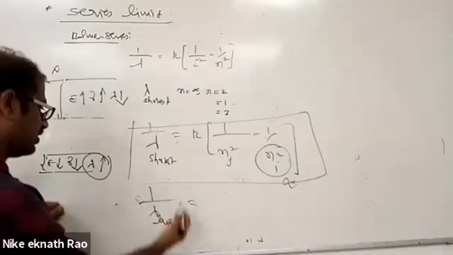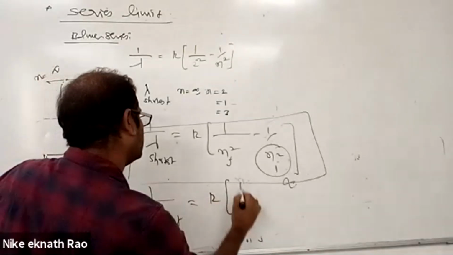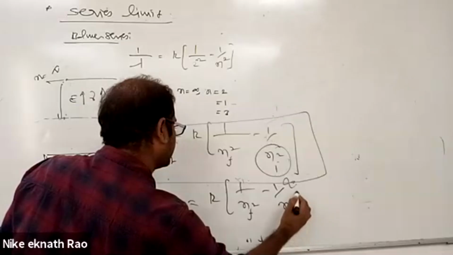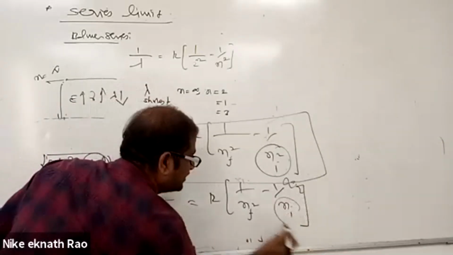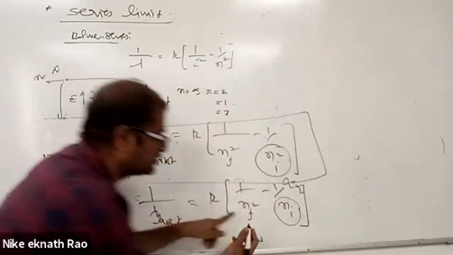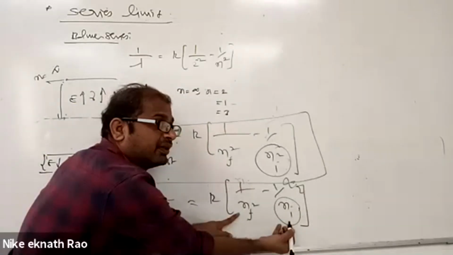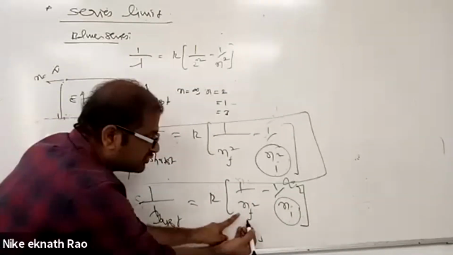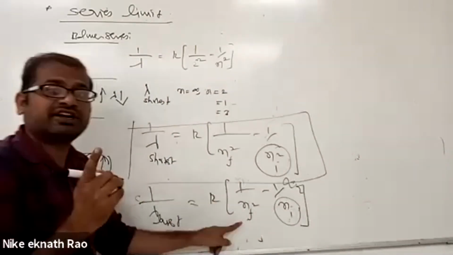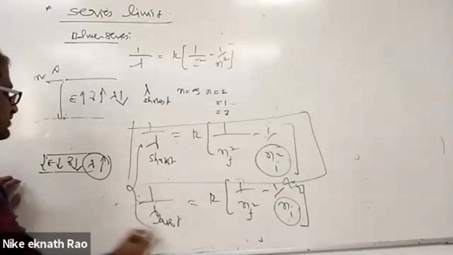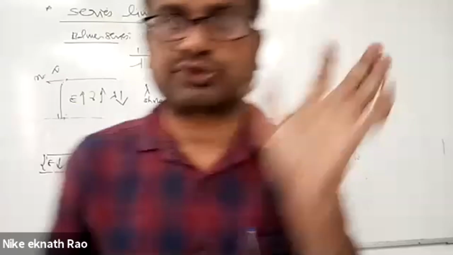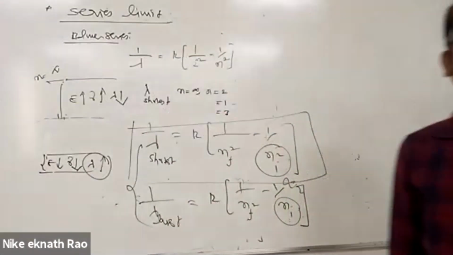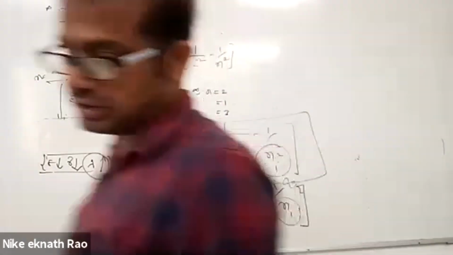Therefore, for this longest wavelength, R into 1 by nf square minus 1 by ni square. What is the ni value? The immediate one. If I want Balmer series, nf is 2, so ni is 3. If I have Lyman series, nf is 1, so take ni as 2. Is everyone understanding? So keep in mind the shortest wavelength and longest wavelength, they also ask questions on this. That is where you have to focus. Okay, right? Last one.